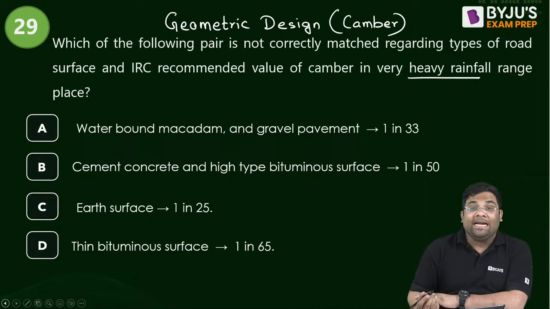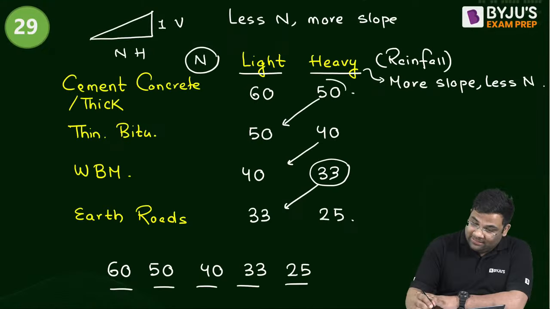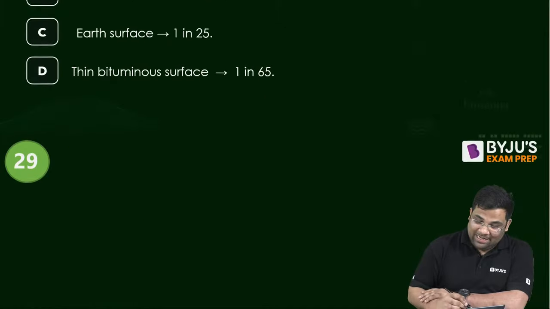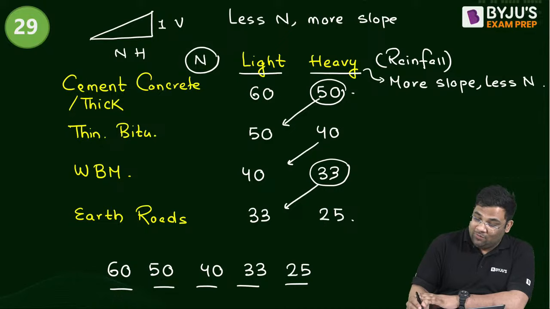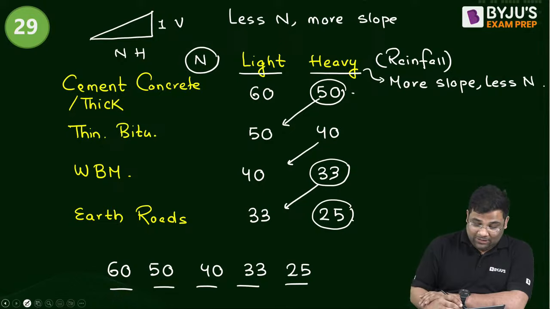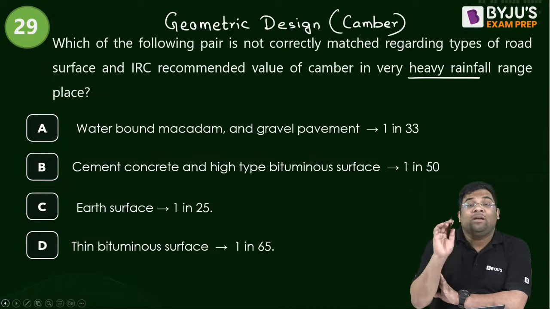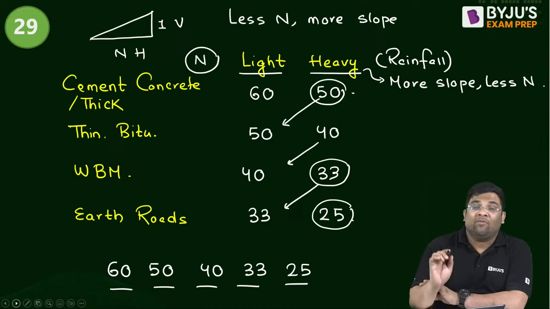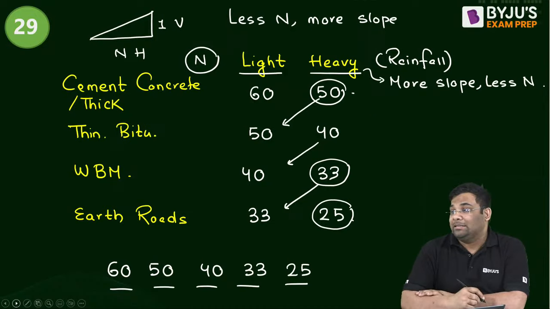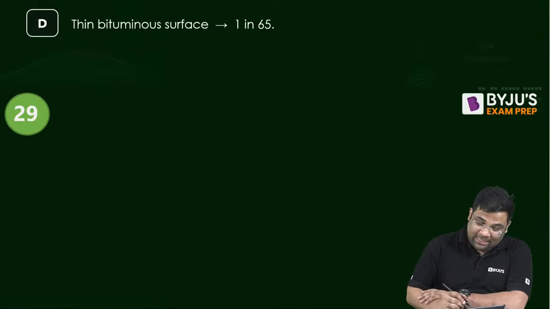Cement concrete and high type bituminous, high type means thick. So cement concrete is 1 in 50 for heavy, correct. Next is earth surface, heavy, it is how much? 1 in 25, correct. Last one is for thin bituminous, what? 1 in 65? Actually, it is 1 in 40. So that was wrong, and this is the right answer.